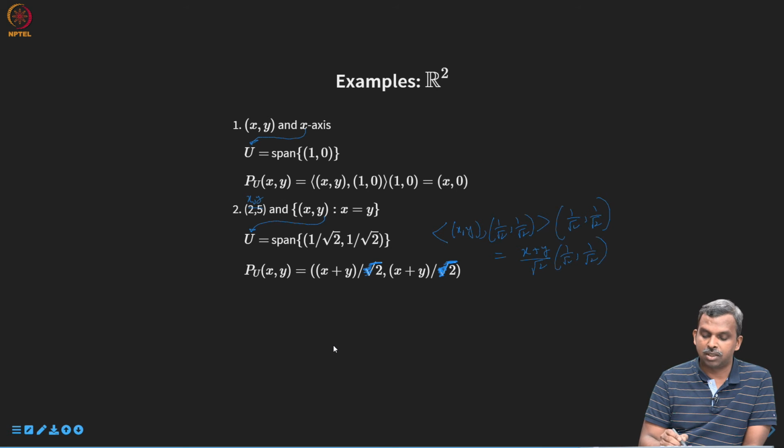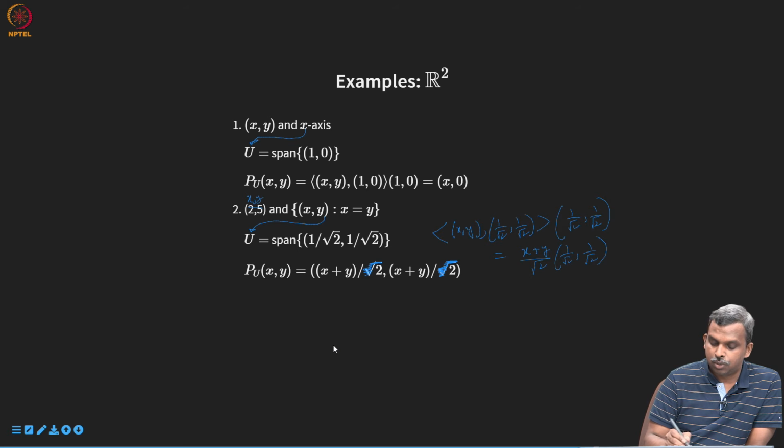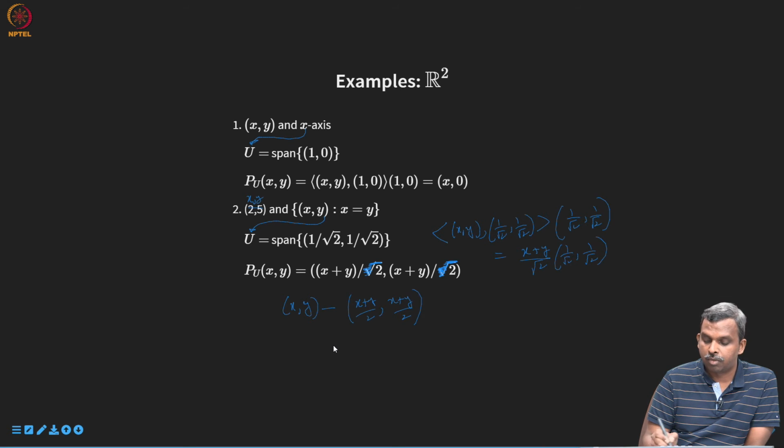So you can see why that works out. You can check, for instance, x comma y minus (x plus y) by 2, (x plus y) by 2. What is this? This would be minus, did I get that right? (x minus y) by 2, and it would be (y minus x) by 2, isn't it? Right. So this is xy and the point projection. So this is v minus, this is Pu v.